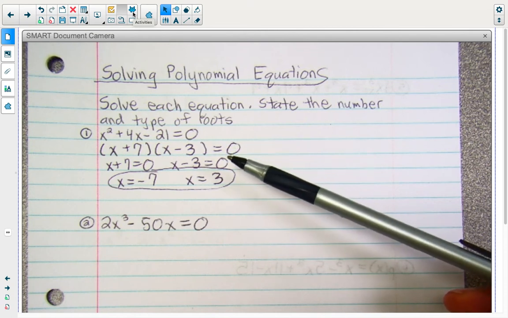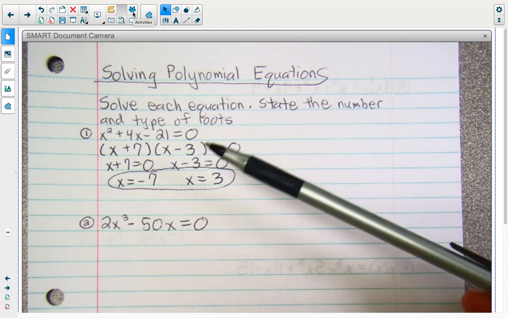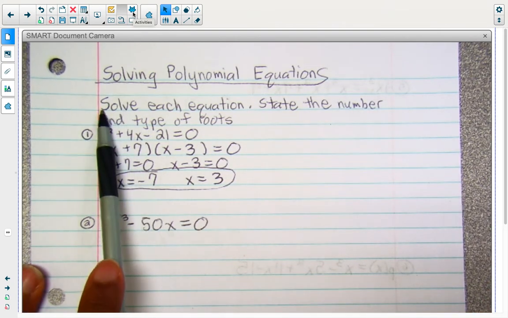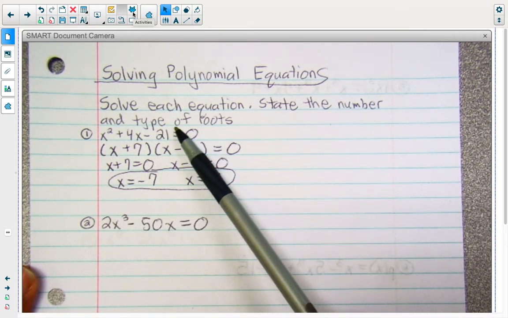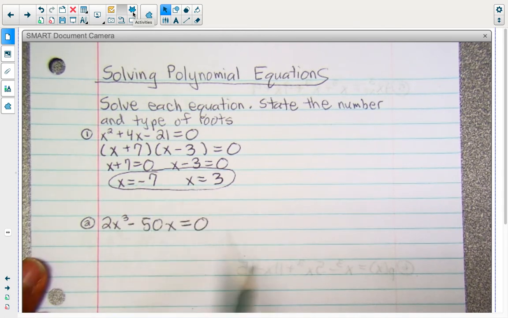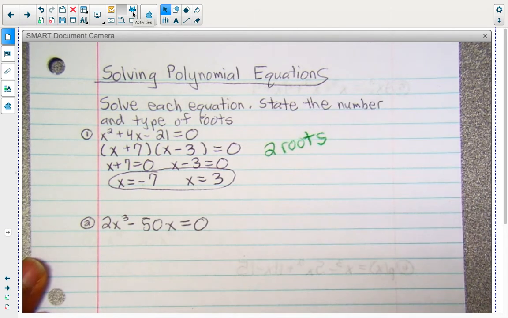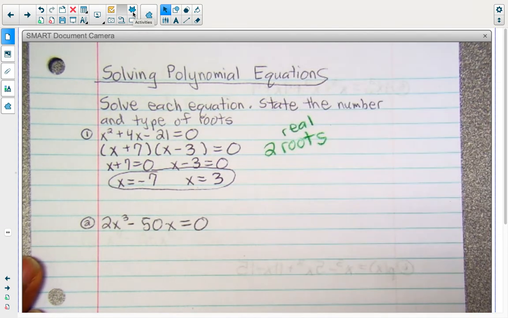If you want to do complete the square, terrific. If you want to do the quadratic formula, you guessed it, terrific. There's lots of different ways to solve this equation. I just chose to solve it by factoring. So we took care of the first part. It says solve each equation. Now it says state the number and type of roots. So I can see that there are 2 roots. And what type are they? Are they real or imaginary? They are real. So there are 2 real roots.